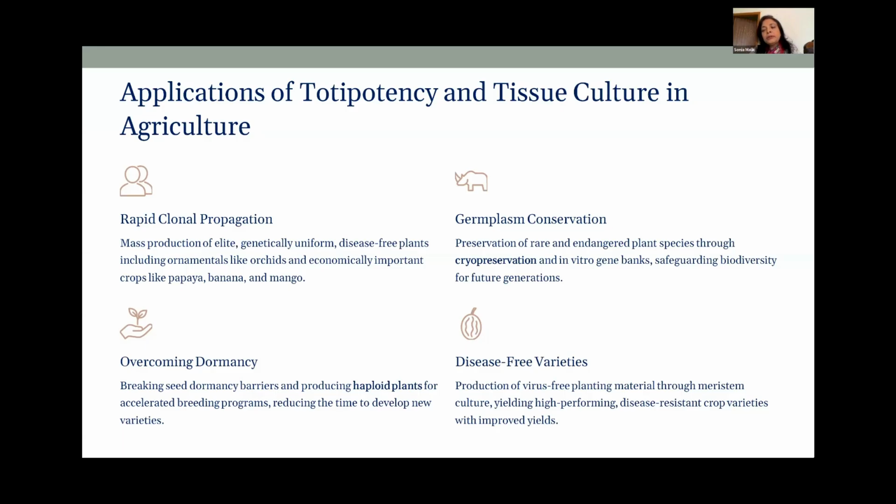And it also helps for quarantine purposes. For example, if we need to take some plants across the borders, if they are tissue culture plants, we can take them very easily, and no kind of documentation is required, because since they are tissue culture derived, it is understood that they will be free of any contamination.